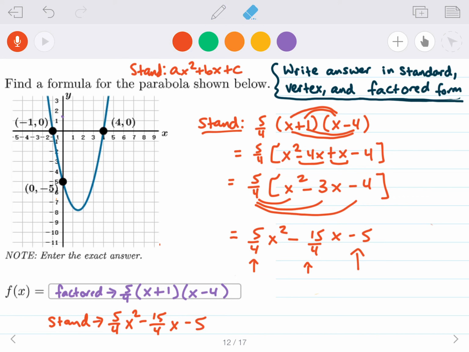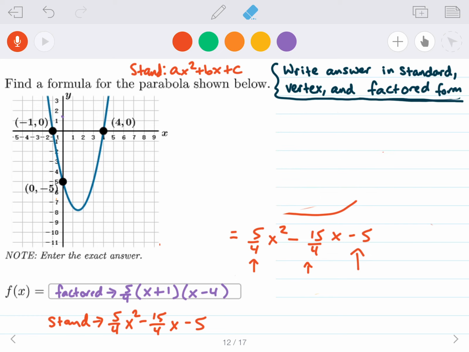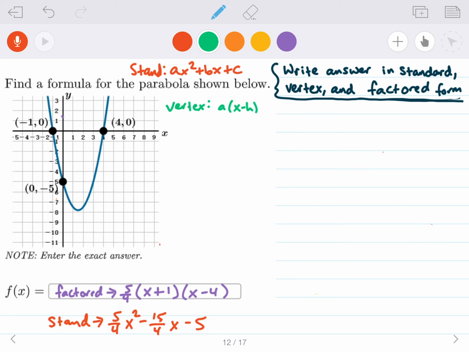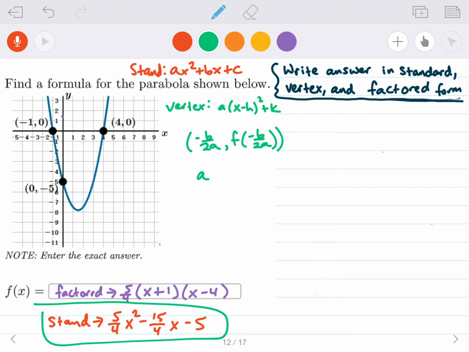Cool. All right, our last one is vertex form. So for vertex form, we need to find the vertex. And let's write it up here. Vertex form is going to be a times x minus h squared plus k. And so there's a few different ways we can do this, but the easiest way I think to find the vertex is to use standard form, because remember the vertex is going to be at negative b over 2a, comma f of negative b over 2a. So looking at my standard form right here, we can see that a is equal to 5 over 4 and b is equal to negative 15 over 4.